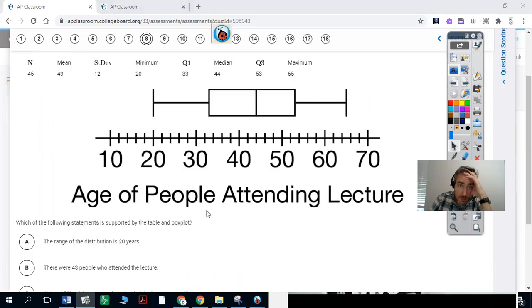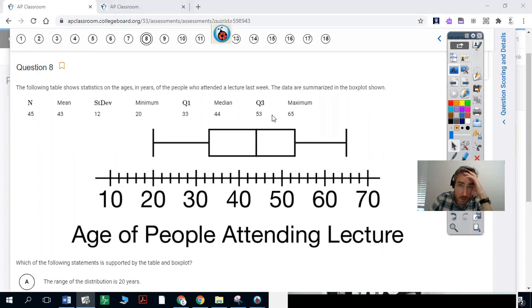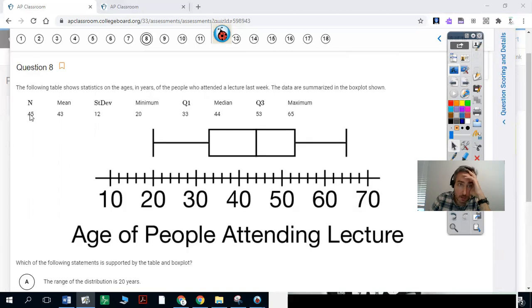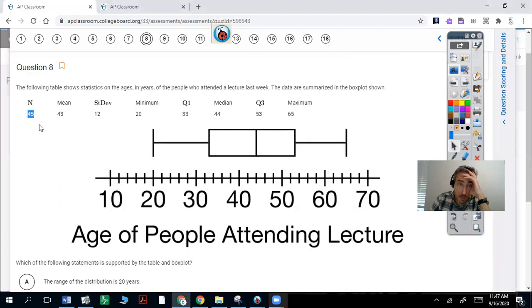The range of the distribution is 20 years. Well, the maximum and the minimum, 65 minus 20 is 45. I mean, that's just not true. So that's not true. There were 45 people who attended the lecture. N is the number, so it's not that.